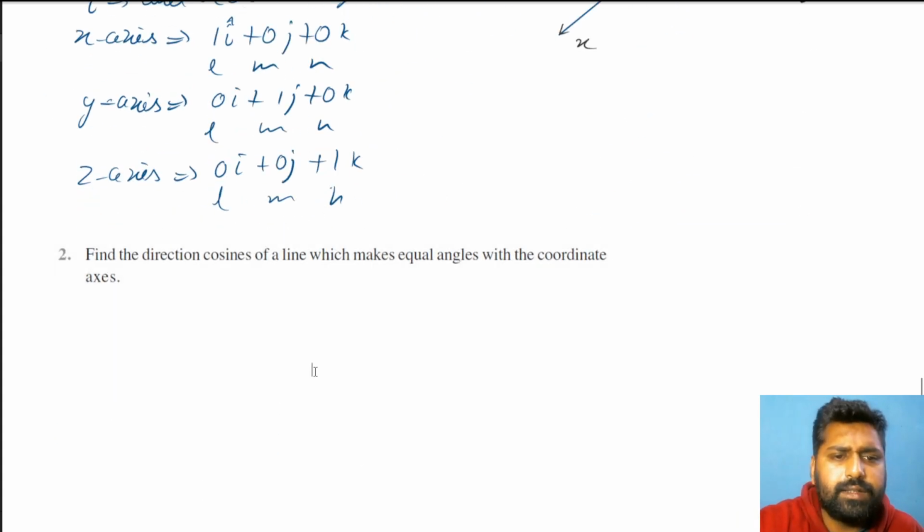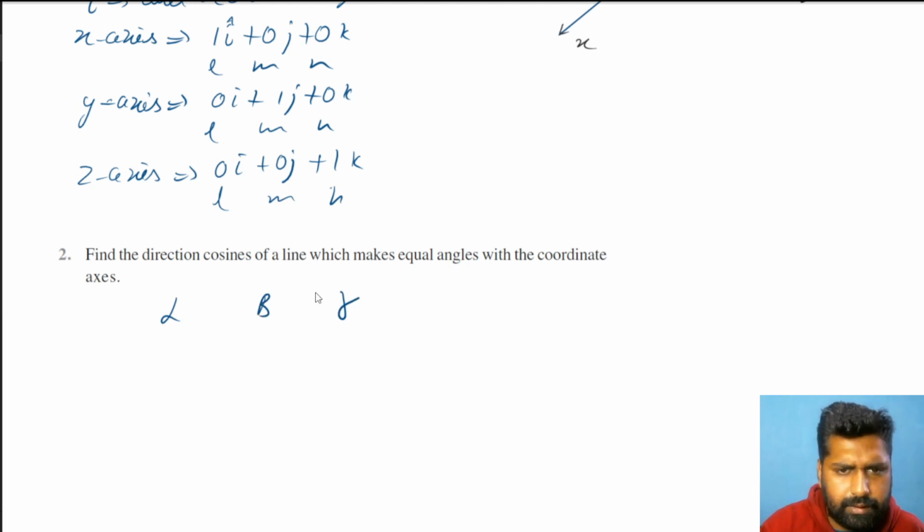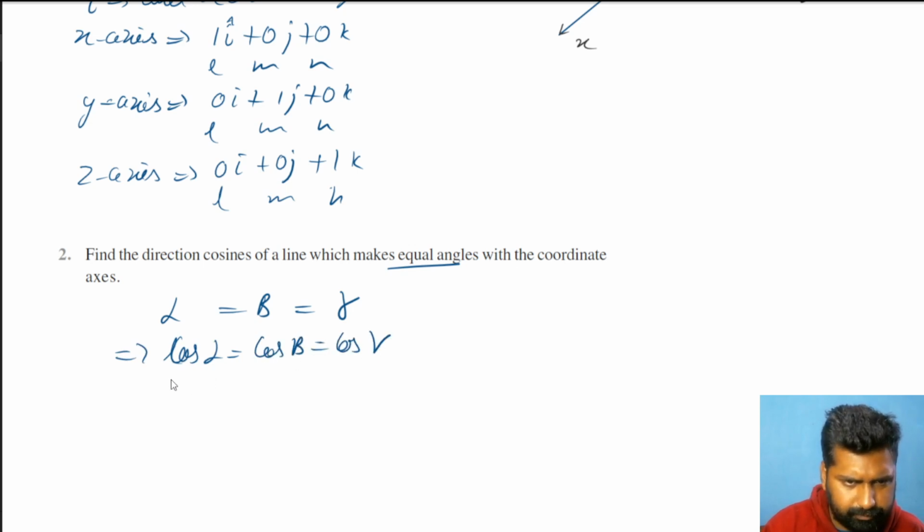The question says find the direction cosine of a line which makes equal angle with coordinate axes. So you don't know what is the angle, but it is making equal angle. Let's say the angle that is made with x-axis is usually alpha, and with y-axis beta, and z-axis is gamma. So as per the question, it makes equal angles. That means alpha, beta, gamma are same. If alpha, beta, gamma are same, that means cos alpha, cos beta, and cos gamma are also same. That means cos alpha is L, cos beta is M, cos gamma is N. That means L, M, and N are same.